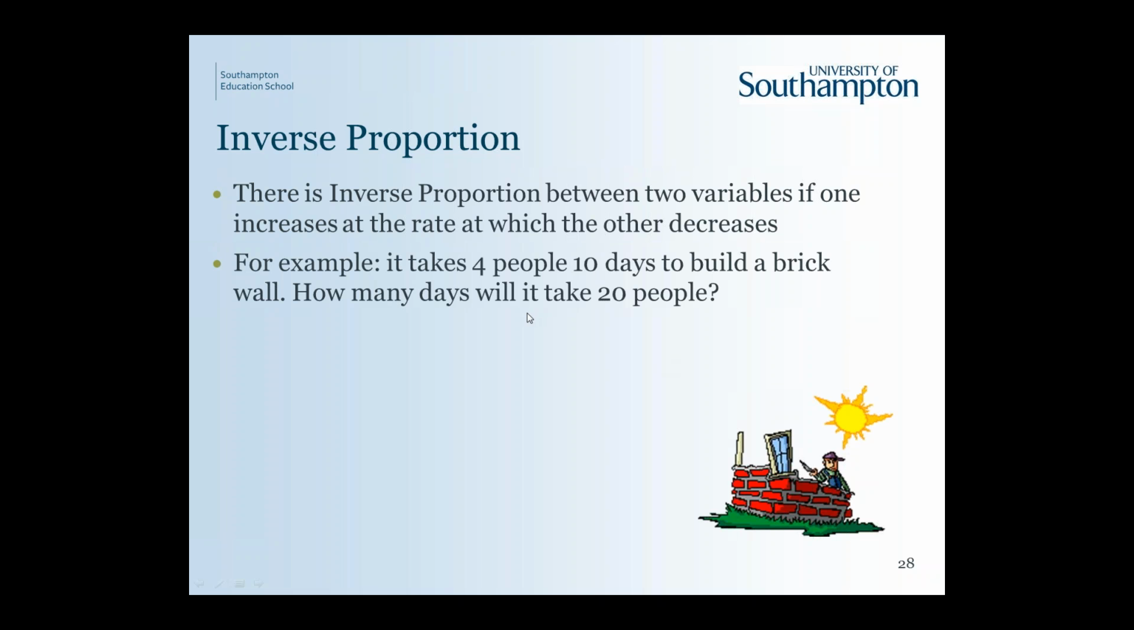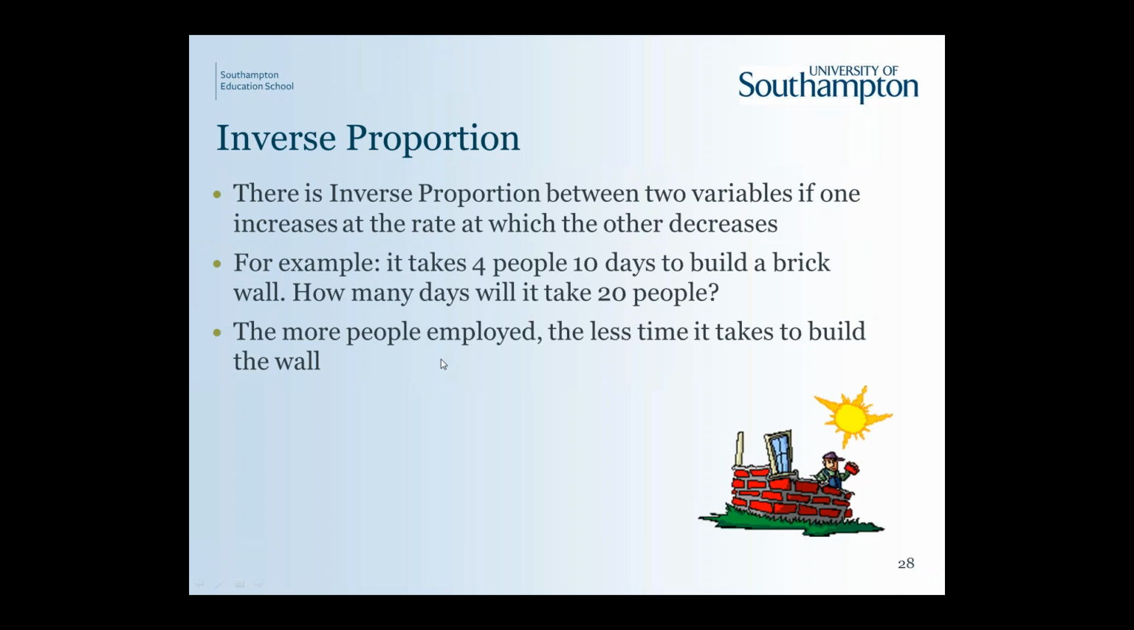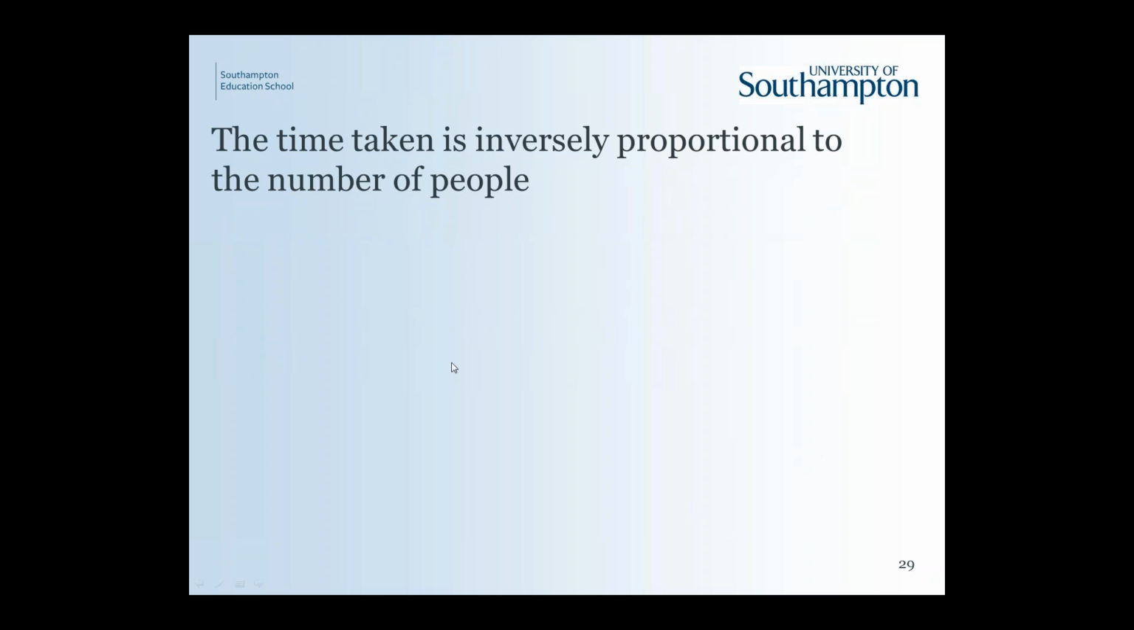Or something that makes much more sense, as the more people you get to build things, the less time it takes. So if it takes 4 people 10 days to build a brick wall, how many days will it take 20 people? So more people employed, the time taken is inversely proportional to the number of people. So for inversely proportional, we say that it's 1 over the number of people. We don't have a different sign for inverse proportional, we just say it's proportional to the inverse.